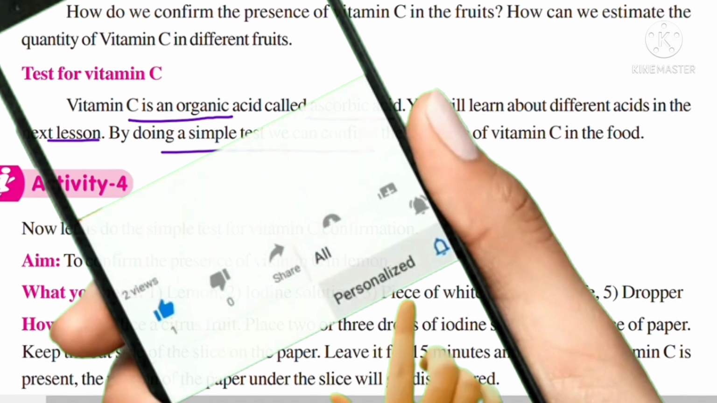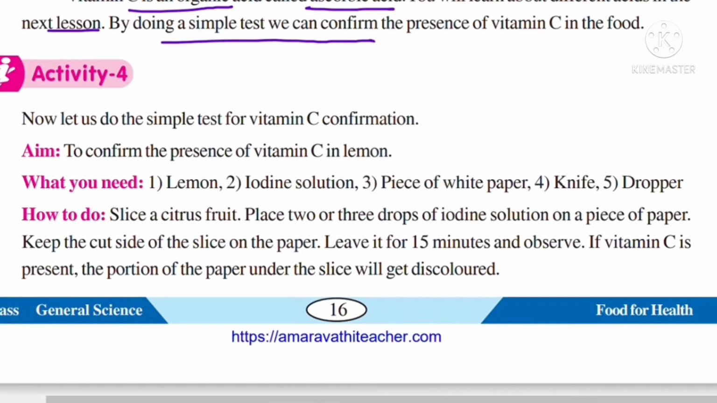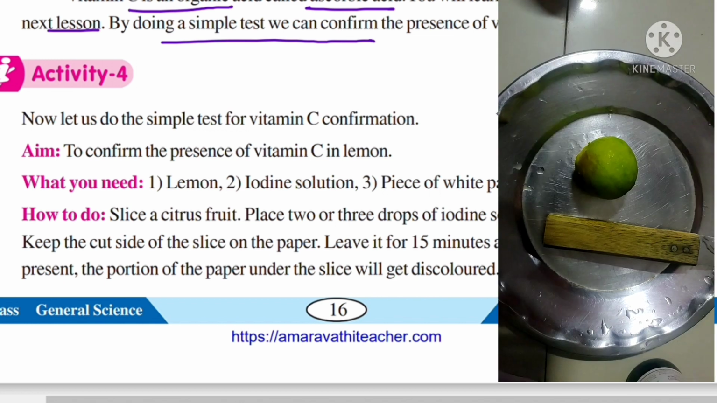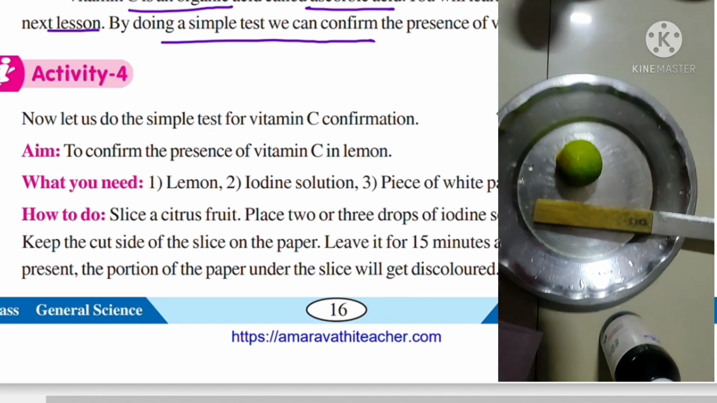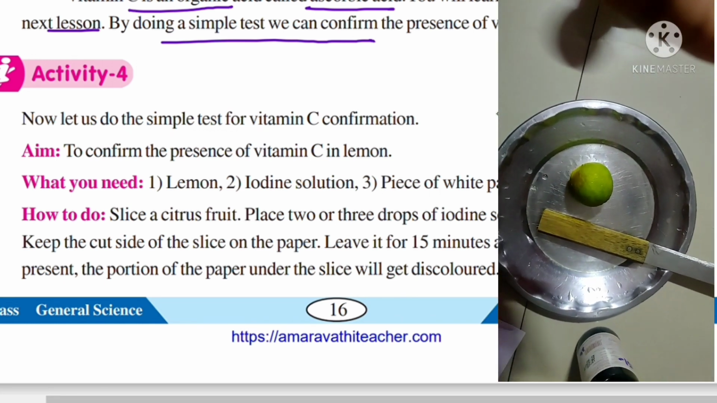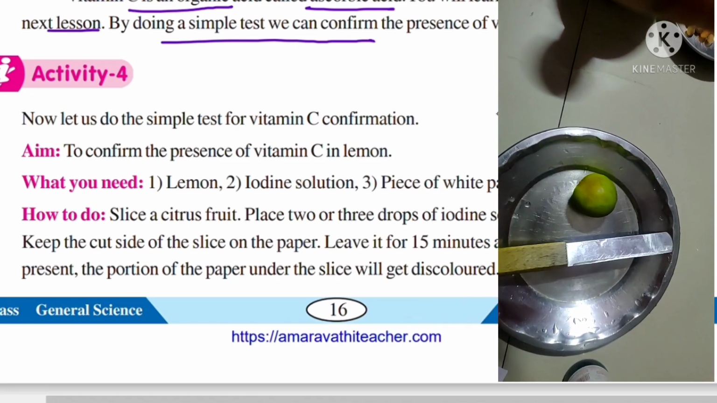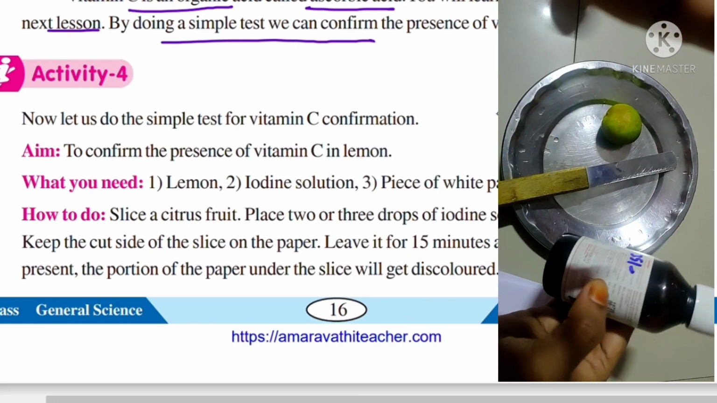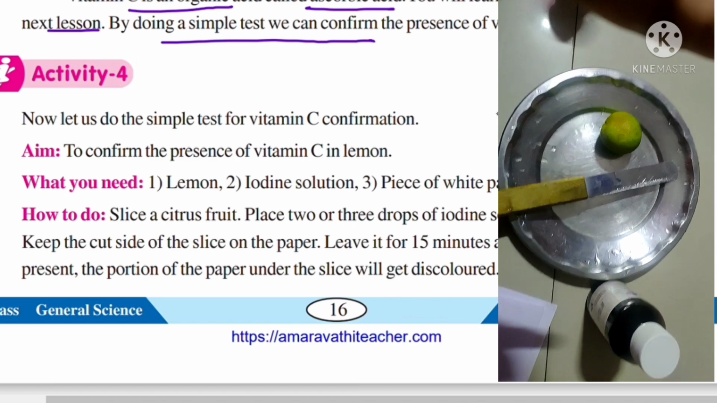Now let us do the simple activity. A simple test to confirm the presence of vitamin C in the lemon. So what do you need for this experiment? Lemon, iodine solution, a piece of white paper, knife and dropper.